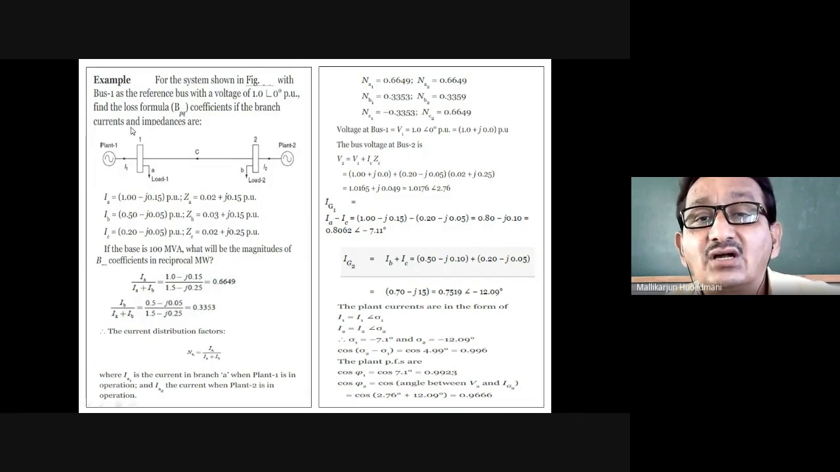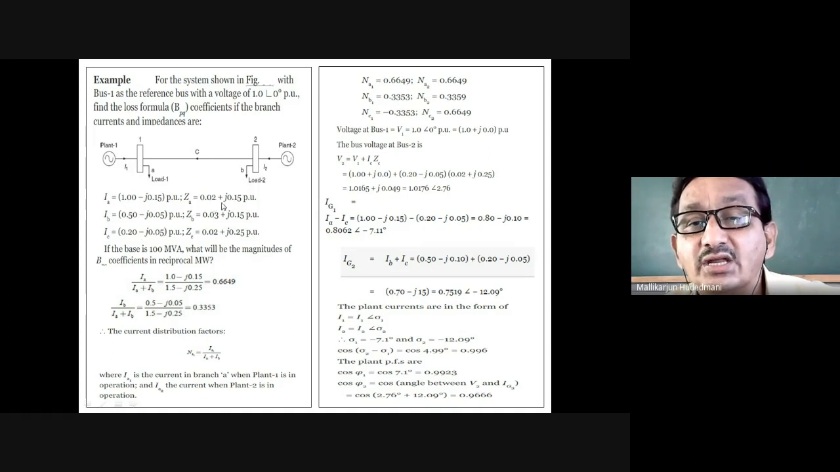If the branch currents and impedances are like this: IA is the current flowing in section A, IB the current flowing in section B, IC the current flowing in section C. ZA is the impedance of section A, ZB the impedance of section B, ZC the impedance of section C. What do you mean by this?